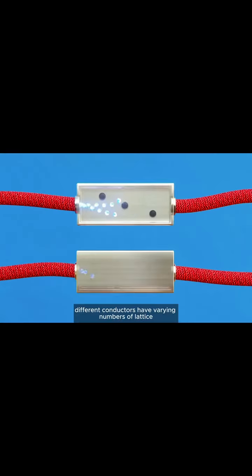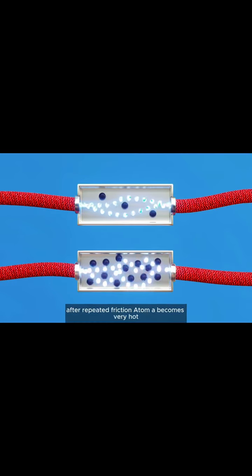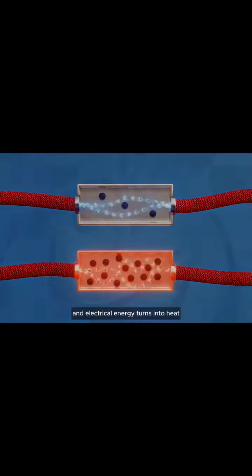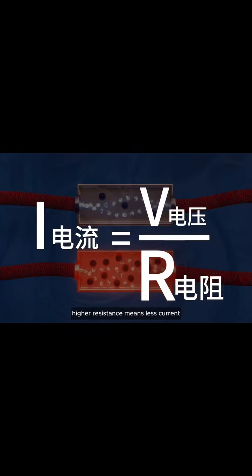Electric current is the directional movement of electrons in a conductor, but conductors are not completely free of resistance. Different conductors have varying numbers of lattice atoms, and as electrons move, they rub against these atoms. After repeated friction, atom A becomes very hot, and electrical energy turns into heat. This is resistance. Ohm's law states current equals voltage divided by resistance. So when voltage is constant, higher resistance means less current. A resistor is a component that controls current by providing resistance.